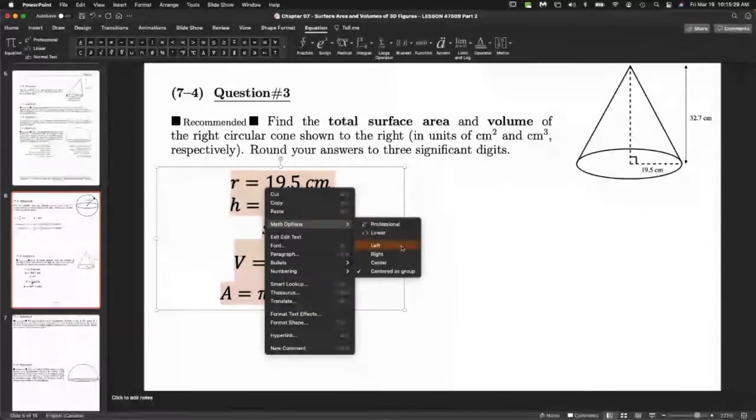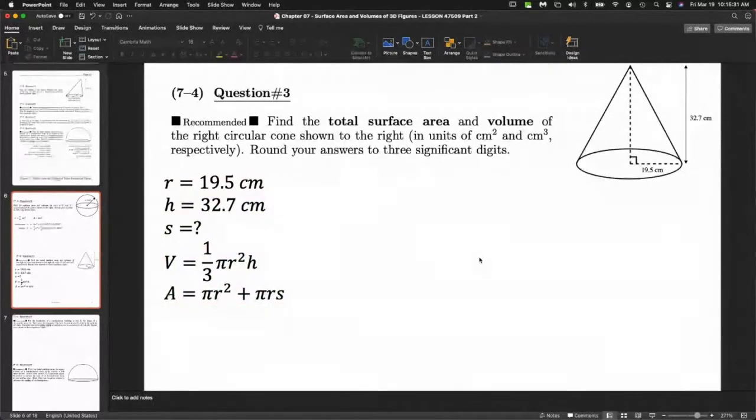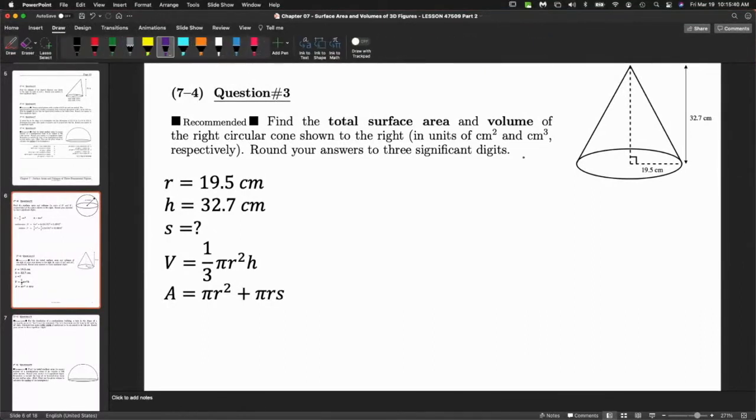So what we're going to do is talk about S for a bit. It's really easy. S is the quantity called the slant height. So if you go over here and you draw a diagonal like that, that's S.